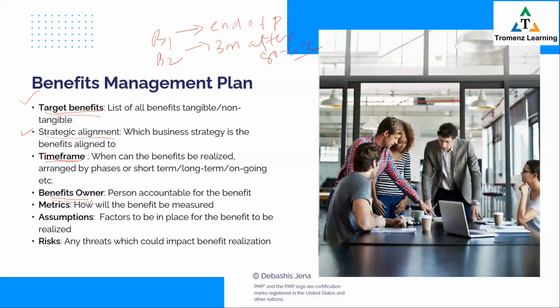So what I do, I get a senior person from the sales marketing department, maybe the marketing head himself, or some senior person, and I'll make this person the benefit owner. Because this person is most capable of ensuring that this benefit is indeed realized on the ground. Okay.